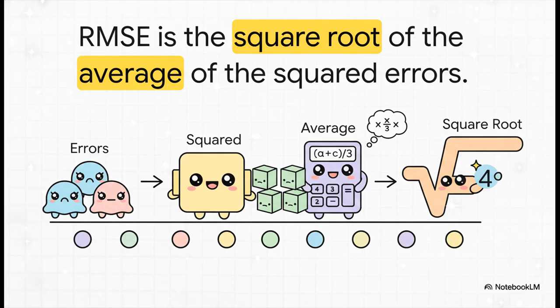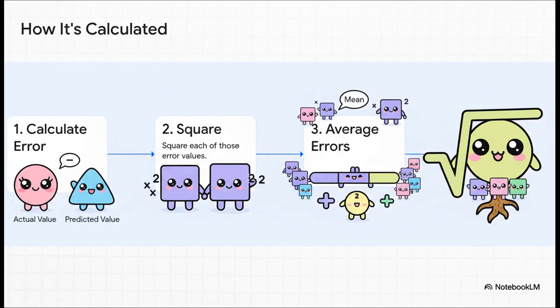Now, I know this formula might look a little intimidating at first, but the name root mean squared error isn't just a fancy label, it's literally a set of instructions for how to calculate it. Let's walk through it. So for each data point, you start by calculating the error. That's just the difference between the actual value and the predicted value. Then you square each of those errors. Next, you find the mean, or the average of all those squared values. And for the final step, you take the square root of that average. See? The name tells you exactly what to do, just in reverse.